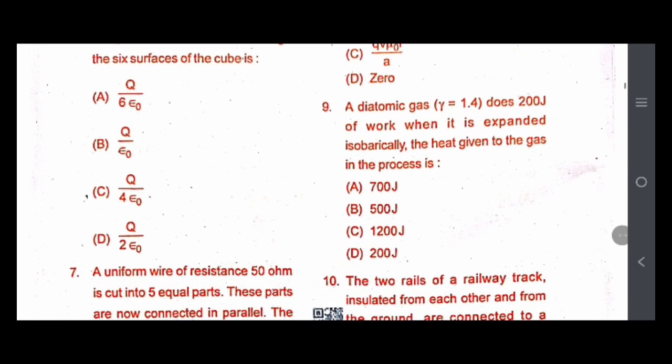A diatomic gas does 200 joule of work when it is expanded isobarically. The heat given to the gas in the process is, option A, 700 J.